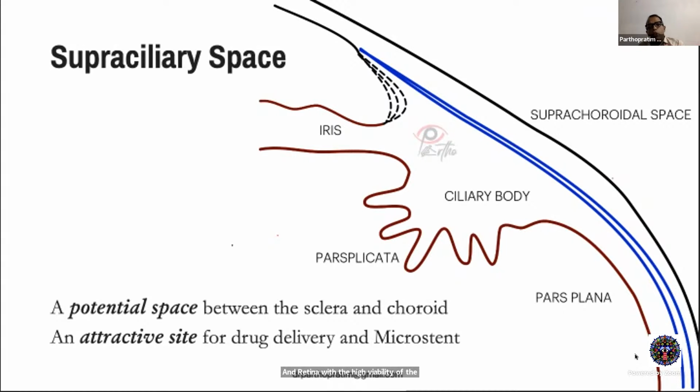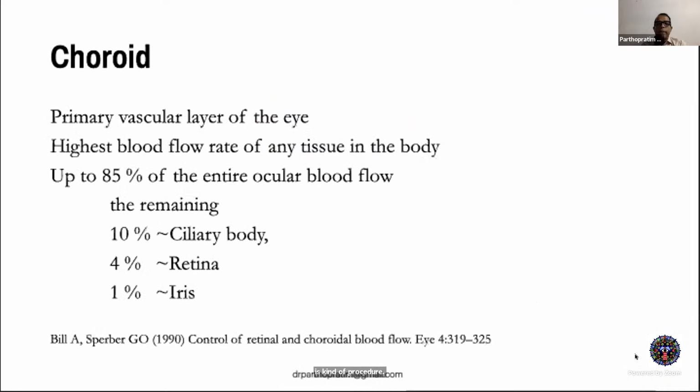As the supraciliary space can accommodate fluid, various approaches have been tried, some in the experimental stage. This space has been tried for injecting drugs, sometimes with microstents, like various glaucoma MIGS kinds of procedures. It is being tried as a potential space, and you should know about this space.